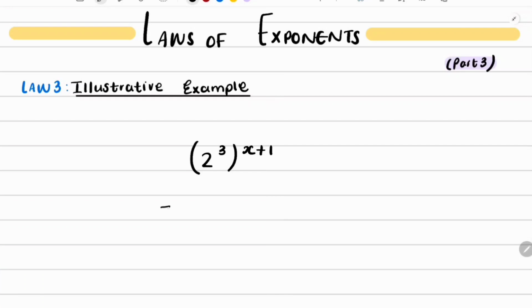Okay, so in this example, you see that we have an exponent on the 2. And this base and exponent is being raised to another exponent, but this exponent has 2 terms.